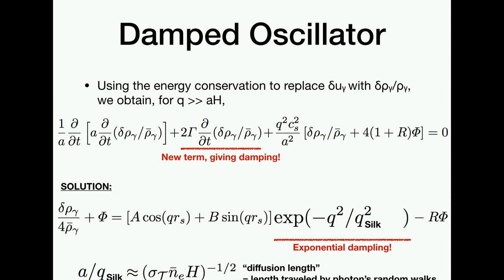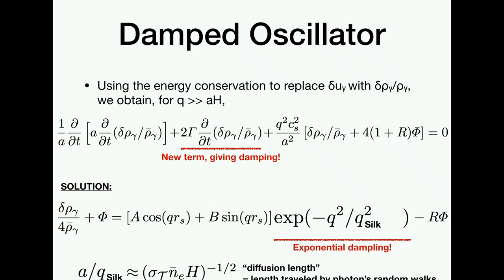The first person who said acoustic sound waves should be damped was Joe Silk. That's why we call it Silk damping. It has nothing to do with silk as the clothes that Indians are very proud of. Now, 1 over Q_silk will be the diffusion length. So this is the geometric mean of the mean free path and Hubble length.